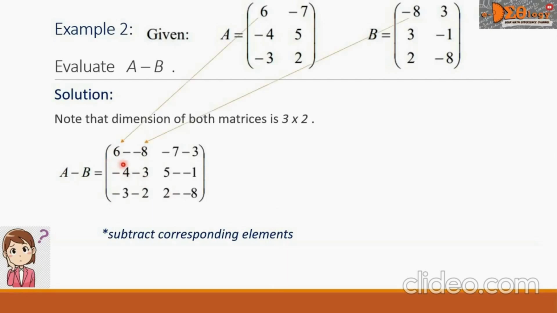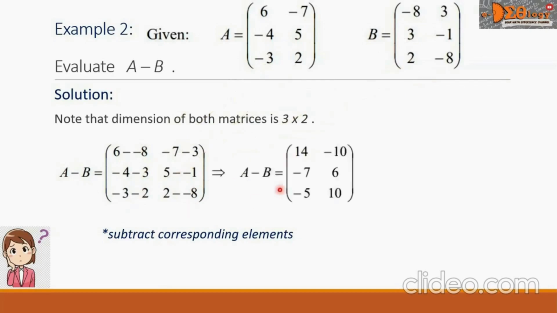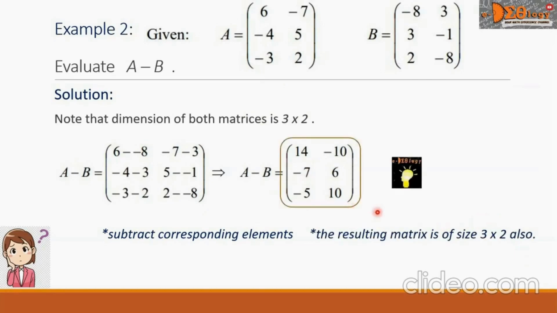And this is 6 minus negative 8, negative 7 minus 3, negative 4 minus 3, 5 minus negative 1, negative 3 minus 2, 2 minus negative 8. So the difference A minus B will have 14, negative 10, negative 7, 6, negative 5, 10. We know that the resulting matrix is of size 3 by 2 also. This is the final answer.